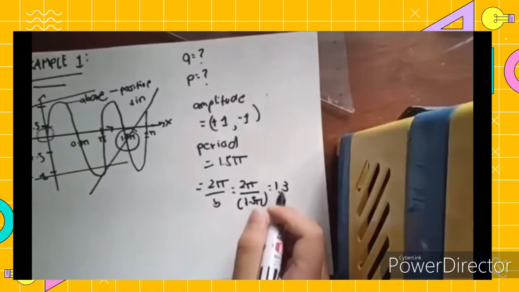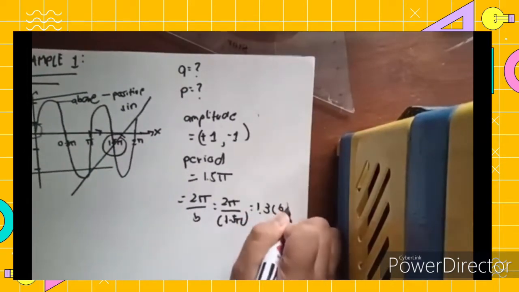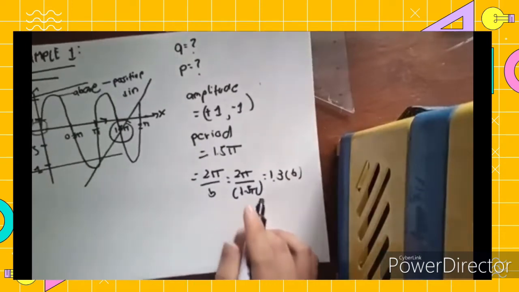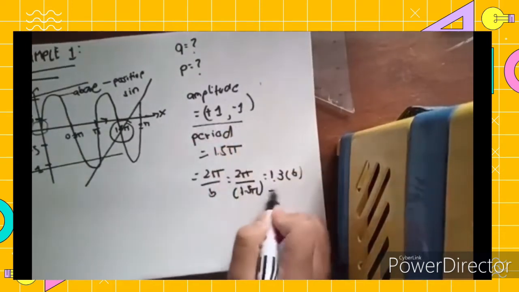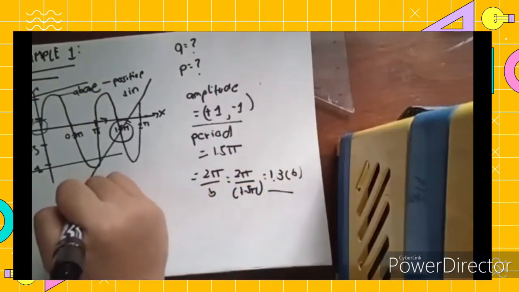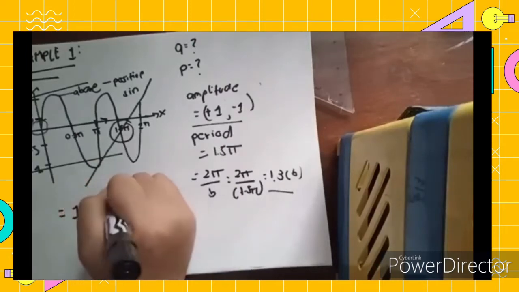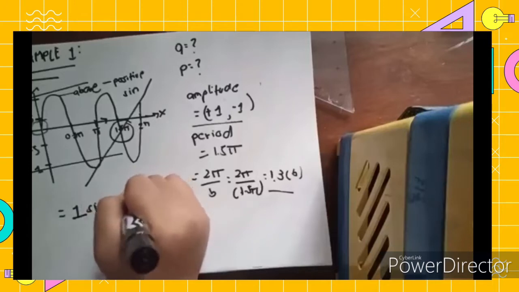As stated, the letter b signifies the period or the wavelength of the graph; the period is controlled by b. So since the amplitude is 1 and the b value is 1.3, we can now formulate the equation of sine, y equals a sine bx. It will become y equals 1 sine 1.3x.